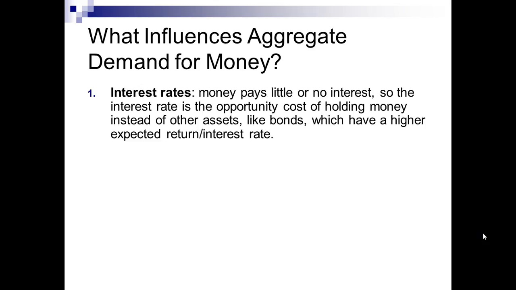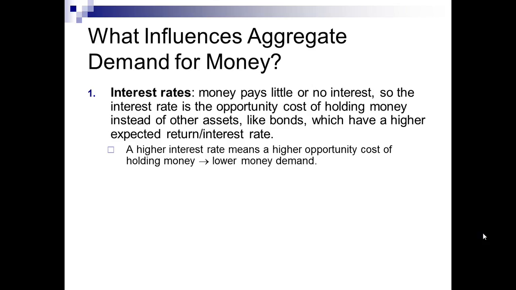First, let's think about what influences aggregate demand for money. When we talk about money in this case, we're talking about cash or currency or checkable deposits, which we generally classify as M1 money. So the first thing that influences our demand for cash is interest rates. Money pays little or no interest, so the interest rate is the opportunity cost of holding money instead of other assets like bonds, which have higher expected returns or interest rates. So the higher the interest rate, the higher the opportunity cost of holding money, which will lower money demand.